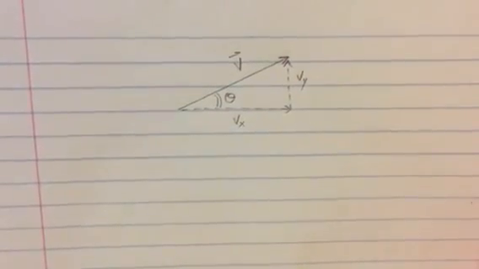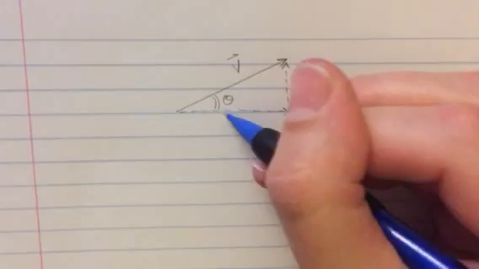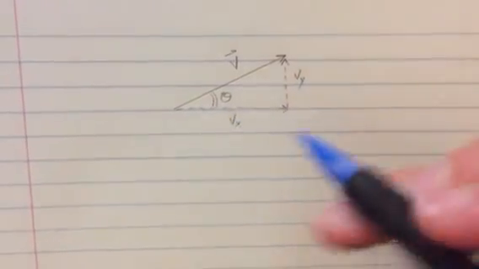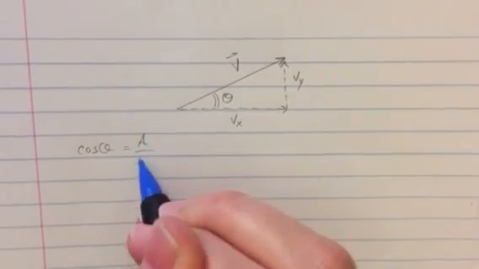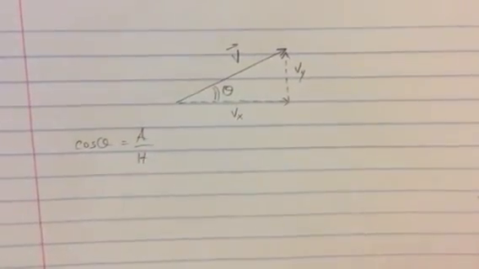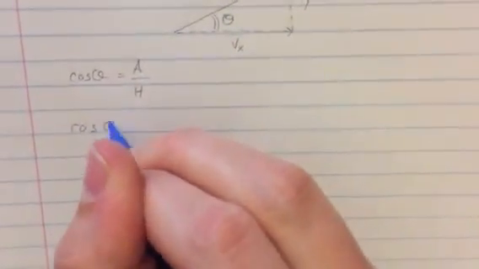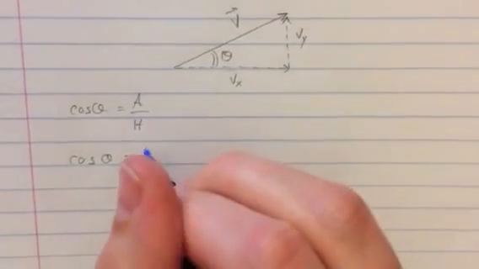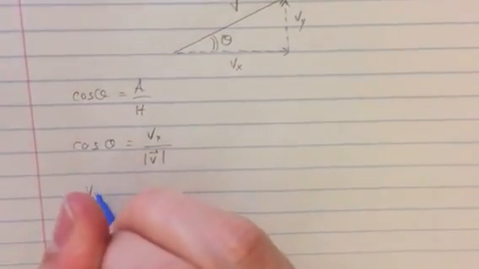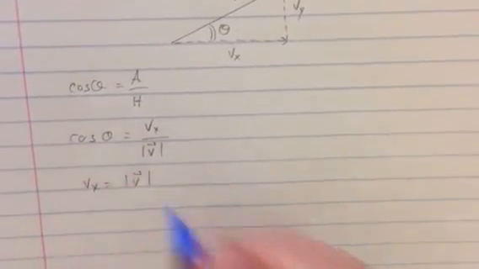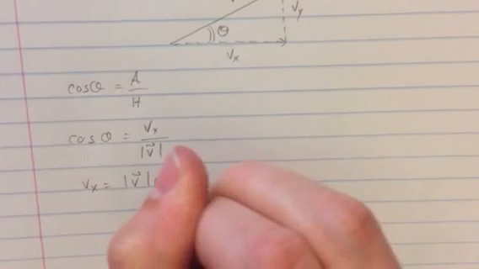use trigonometry. So if we wanted to solve for this part of our triangle, we would use the cosine law. Cos theta is equal to adjacent over hypotenuse. And in this case, cos theta is just equal to Vx over the magnitude of our original vector. And so rearranging, we've got Vx is equal to the magnitude of our original vector times cosine of theta.